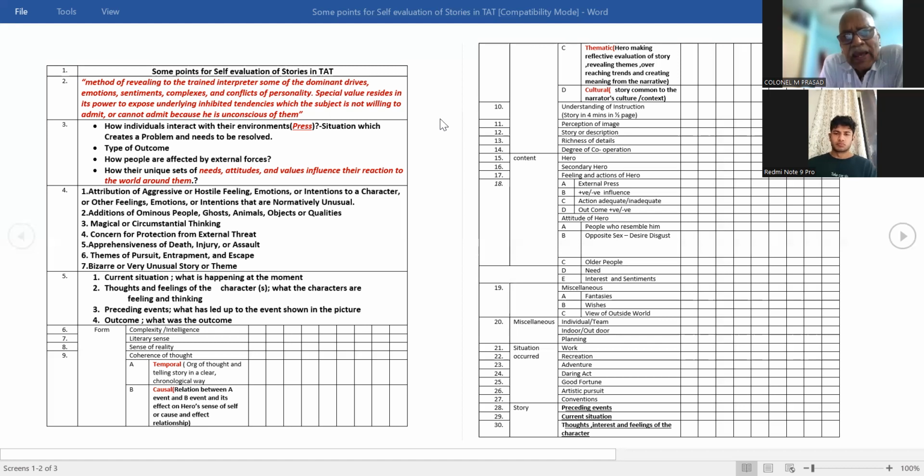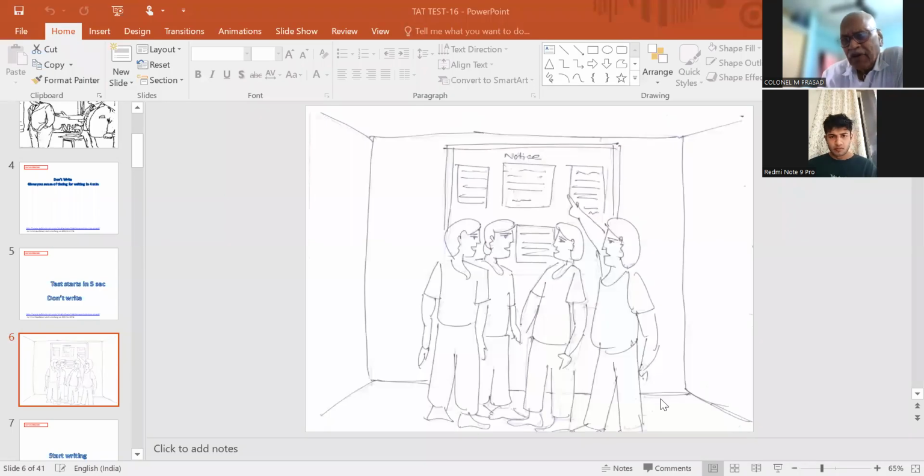Ultimately, it is your unique set of needs, attitudes, and values which influence the reaction to the environment or the situation that has been created for you. So this is ultimately what is really needed. Having seen that, let's come back to the first picture. This was the first picture, correct? Okay. Read out your story.